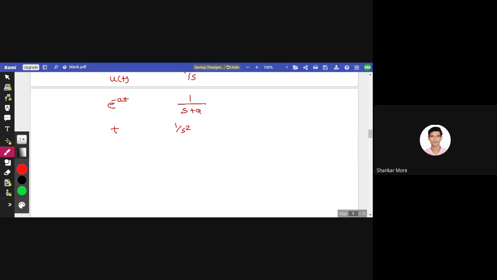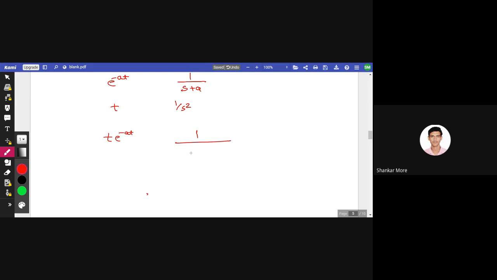Okay, and then there are a few more. t into e raised to at का Laplace transform होता है 1 upon (s plus a) raised to n plus 1. Okay, sorry, it should not be 1, it should be n plus 1. And t raised to n का लाप्लास ट्रांसफॉर्म होता है n factorial divided by s raised to n plus 1. So these are a few things that might help you.